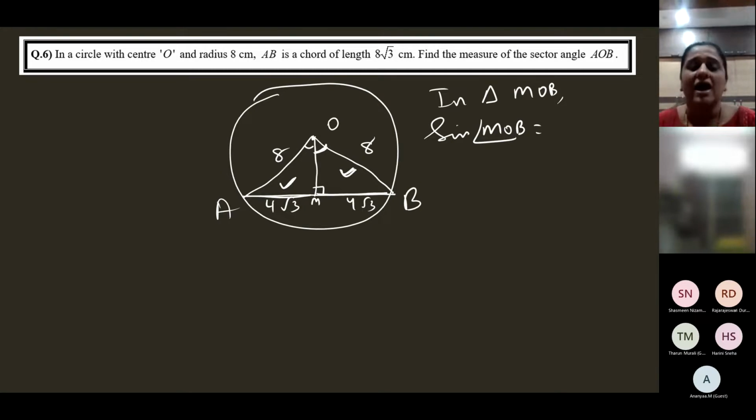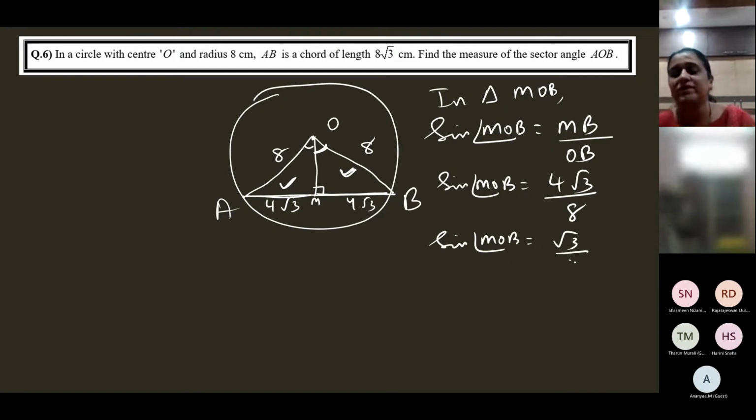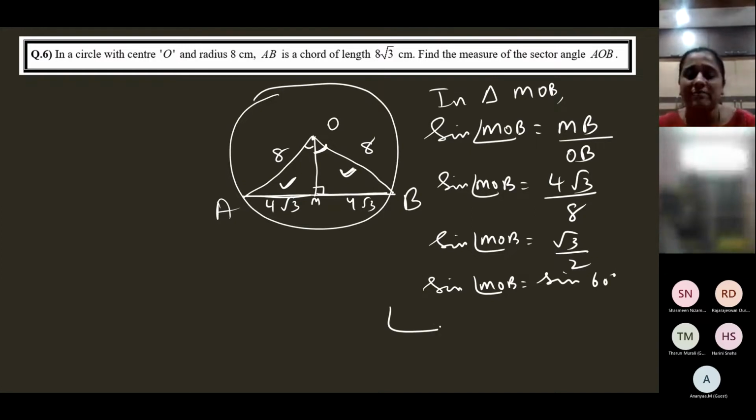In triangle MOB, sine of angle MOB is equal to opposite side MB by hypotenuse OB. So sine of angle MOB is equal to MB 4 root 3 by OB 8. On simplifying, sine of angle MOB is equal to root 3 by 2, which is sine 60 degrees. So theta is equal to 60 degrees. That is angle MOB. Angle MOB is equal to 60 degrees.